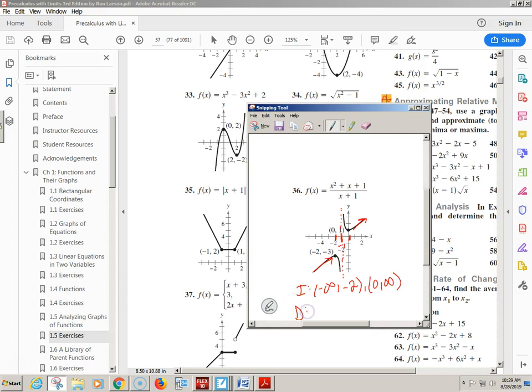Decreasing, see this negative 2? That was when it stopped rising and started falling. So from negative 2, now here's the weird thing. From negative 2 to negative 1, this vertical asymptote cuts the graph. So I have to say from negative 2 to negative 1, it's falling. And then past negative 1, it's falling also. So we could say from negative 1 to 0. And that's how they got all those separate intervals.